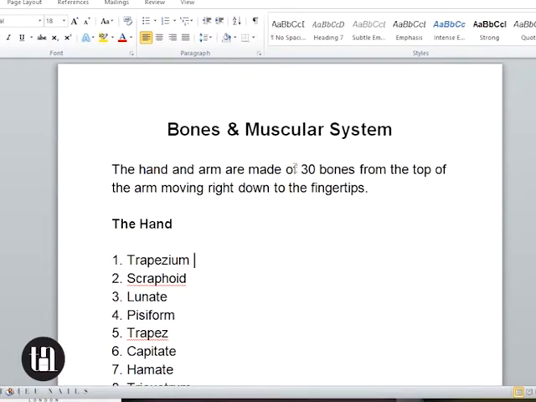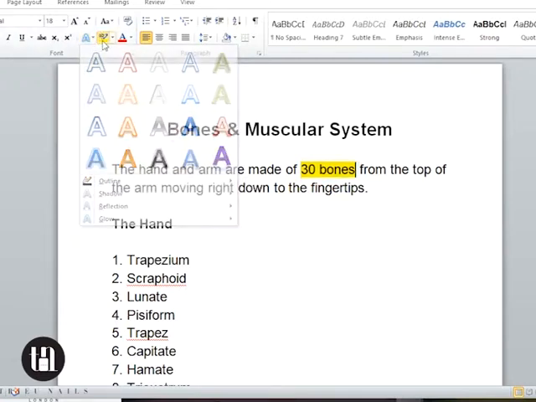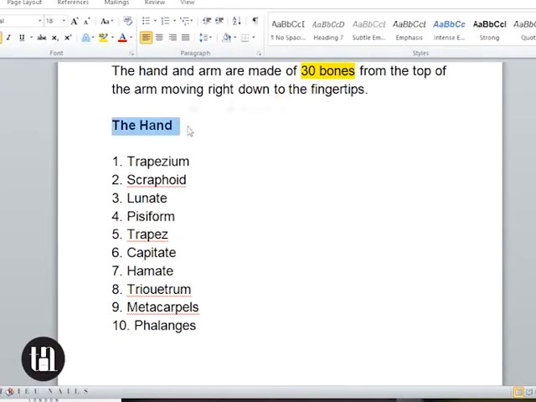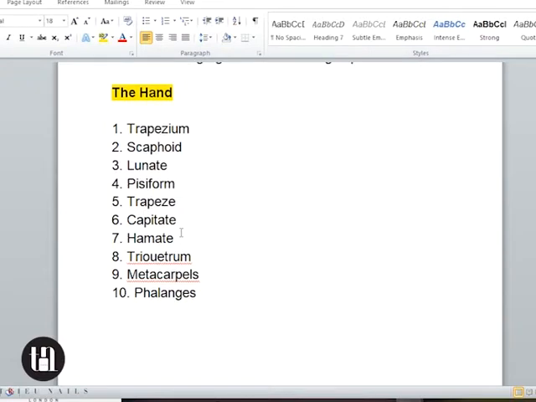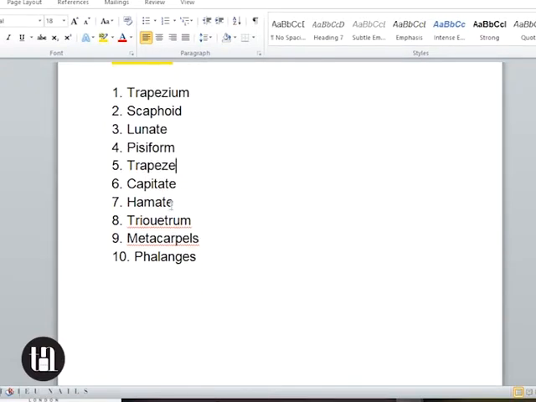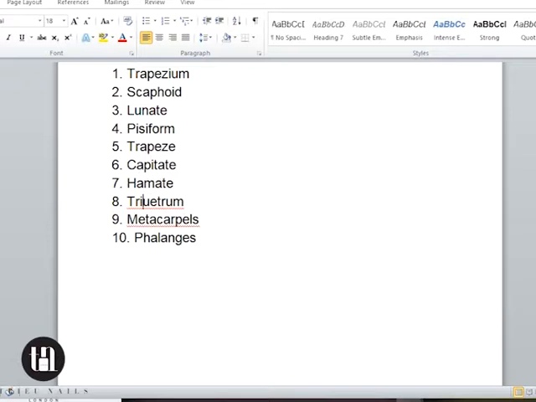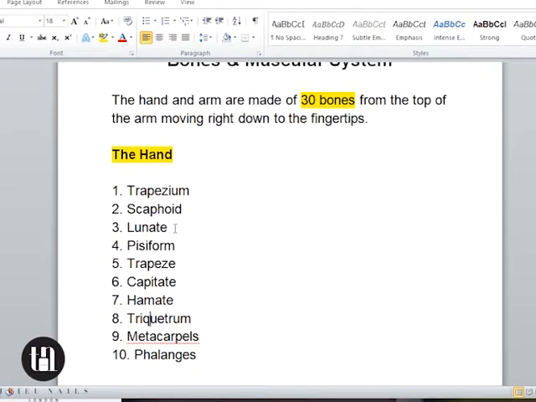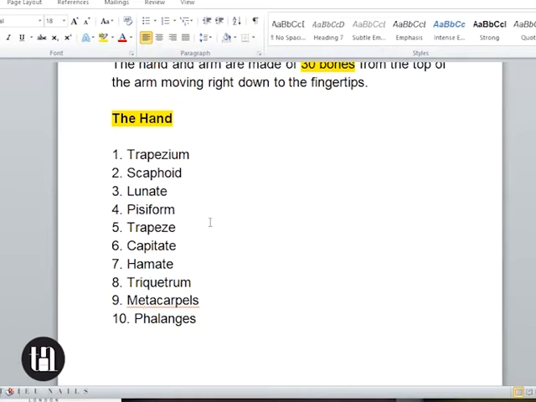The hand and arm are made up of 30 bones, from the top of the arm right down to the fingertips. In the hand, we have the following bones: the trapezium, the scaphoid, the lunate, the pisiform, the trapezoid, the capitate, the hamate, triquetrum, metacarpals, and phalanges. I'll put down spelling for some of these.